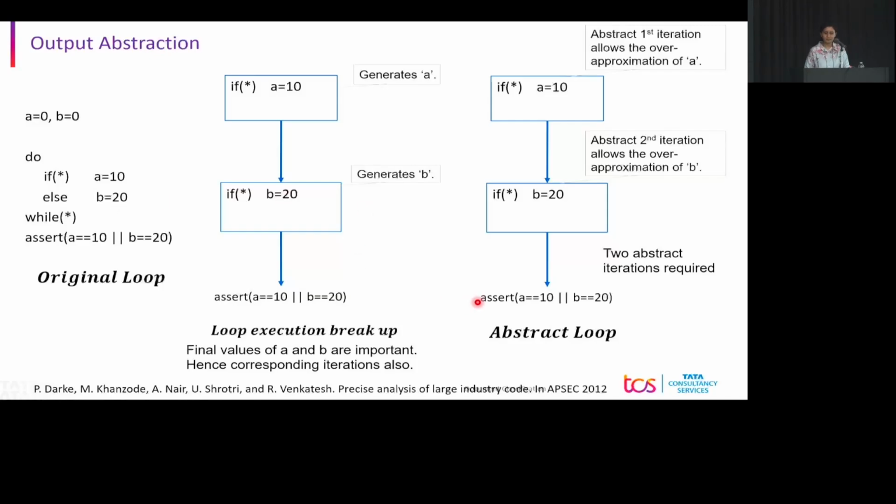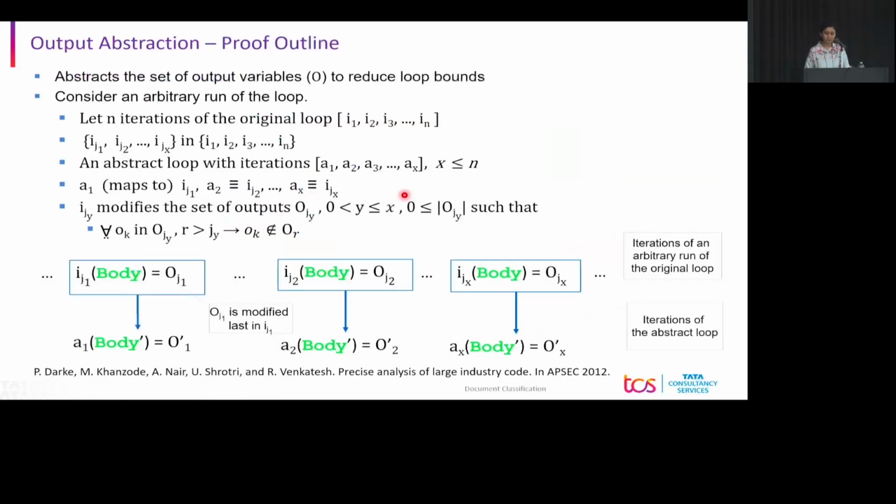Okay? Does that make sense? So that's what this says, that we need to generate a value of A for A and a value for B. And that works. Let's see how that works.